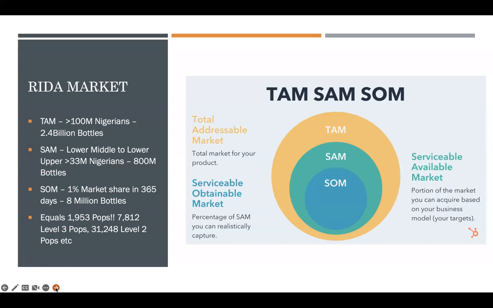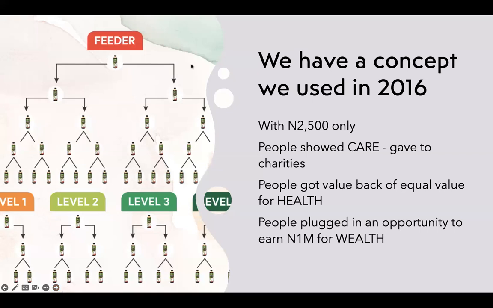8 million bottles to go around. And guess what? While this is happening, we will have created more than 2,000 millionaires. Okay, more than 2,000 millionaires. How? We have a very simple model which we have used before. We call it bottle play.